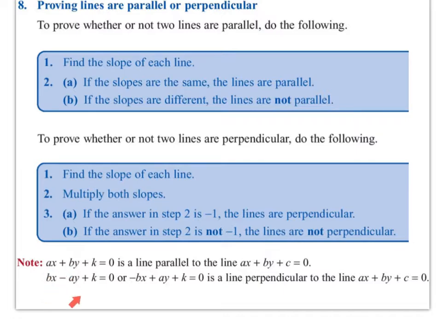Note, ax plus by plus k is equal to 0 is a line parallel to the line ax plus by plus c is equal to 0. bx minus ay plus k is equal to 0, or minus bx plus ay plus k is equal to 0, is a line perpendicular to the line ax plus by plus c is equal to 0.